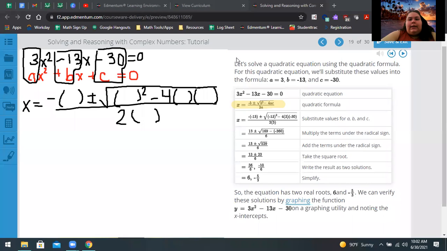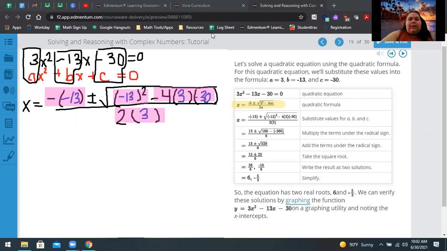Now let's follow along. The first letter that we should enter here is our b. Our b is negative 13, so we'll be plugging in negative 13. b again, negative 13, minus 4 times a, which is 3, times c, which is negative 30, all over 2a, or just 2 times 3. I'm going to break them into little portions. We're going to take care of this first, then this, and then this. It looks very overwhelming, but in fact it's just breaking it into pieces and then solving them.